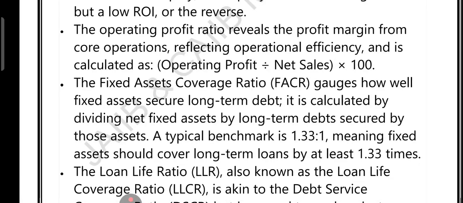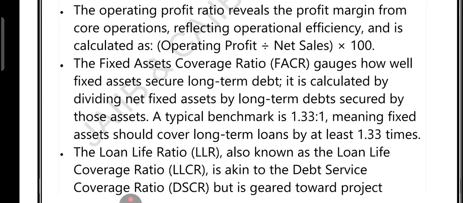Very simple. The third ratio we have is called FACR, or fixed asset coverage ratio. It checks whether fixed asset can cover long-term debt or not. How to calculate FACR? In the numerator you write the net fixed asset, in the denominator you write the secured long-term debt. Divide both of them. This will give you fixed asset coverage ratio. Remember, there is a benchmark of 1.33:1. It means asset should be at least 1.33 times the loan. Because when we say FACR, in the numerator we are writing net fixed asset, in the denominator we are writing the debt. So that is what we are comparing, fixed asset versus the secured long-term debt.